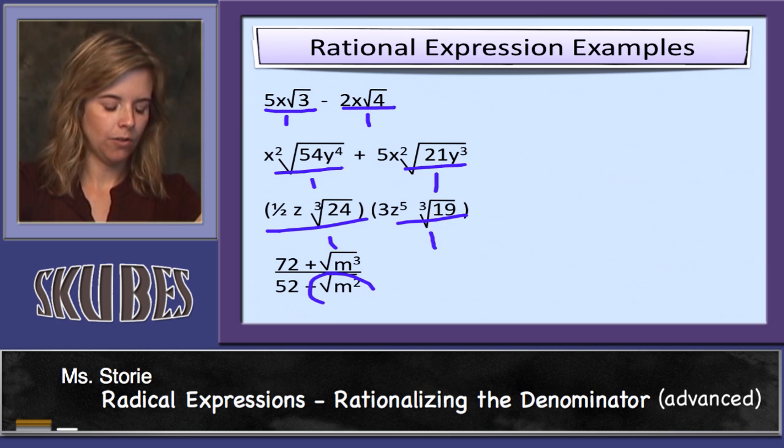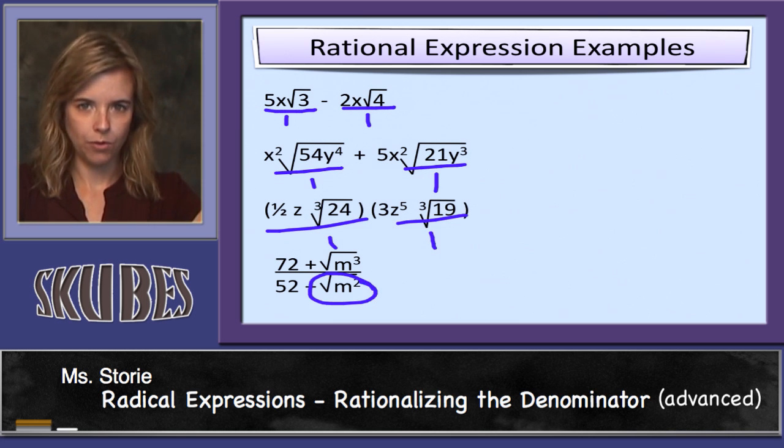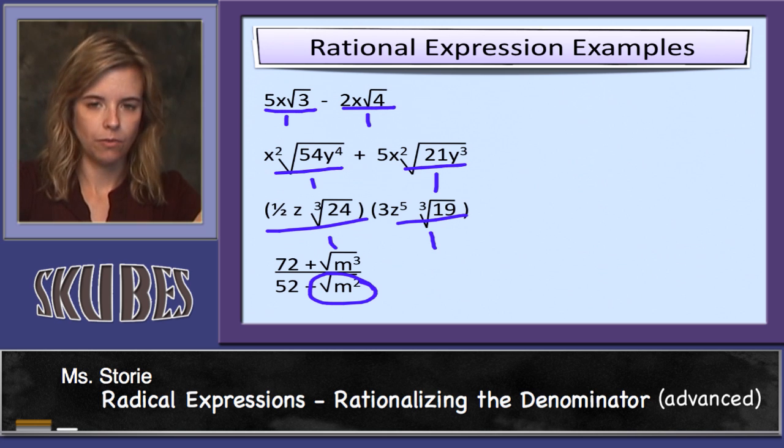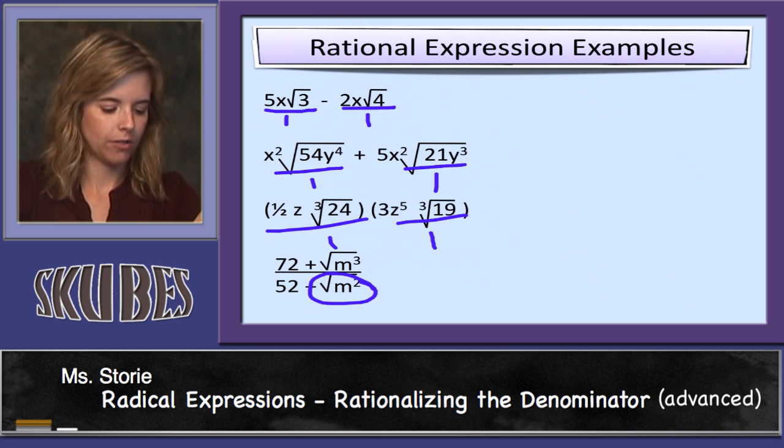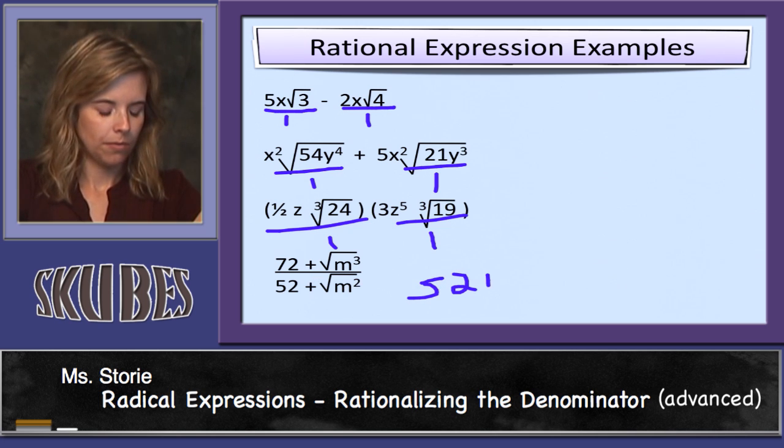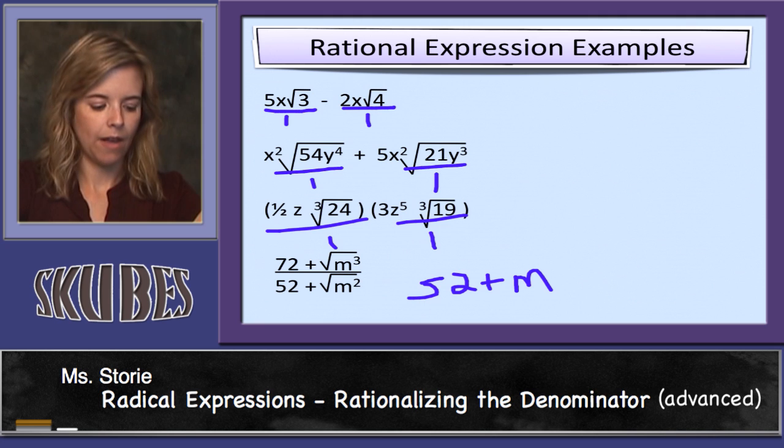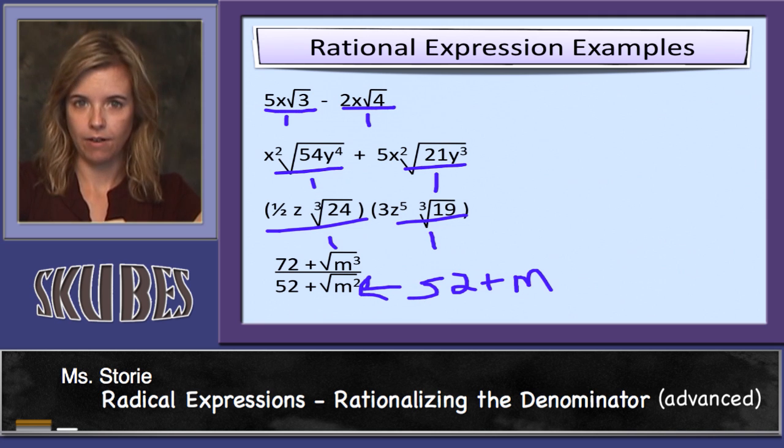And for here, even though there's a radical, the square root of a squared is just the regular first power. So actually, for here, it's going to be 5 squared plus m, and that would be the denominator. So that makes that rational as well.